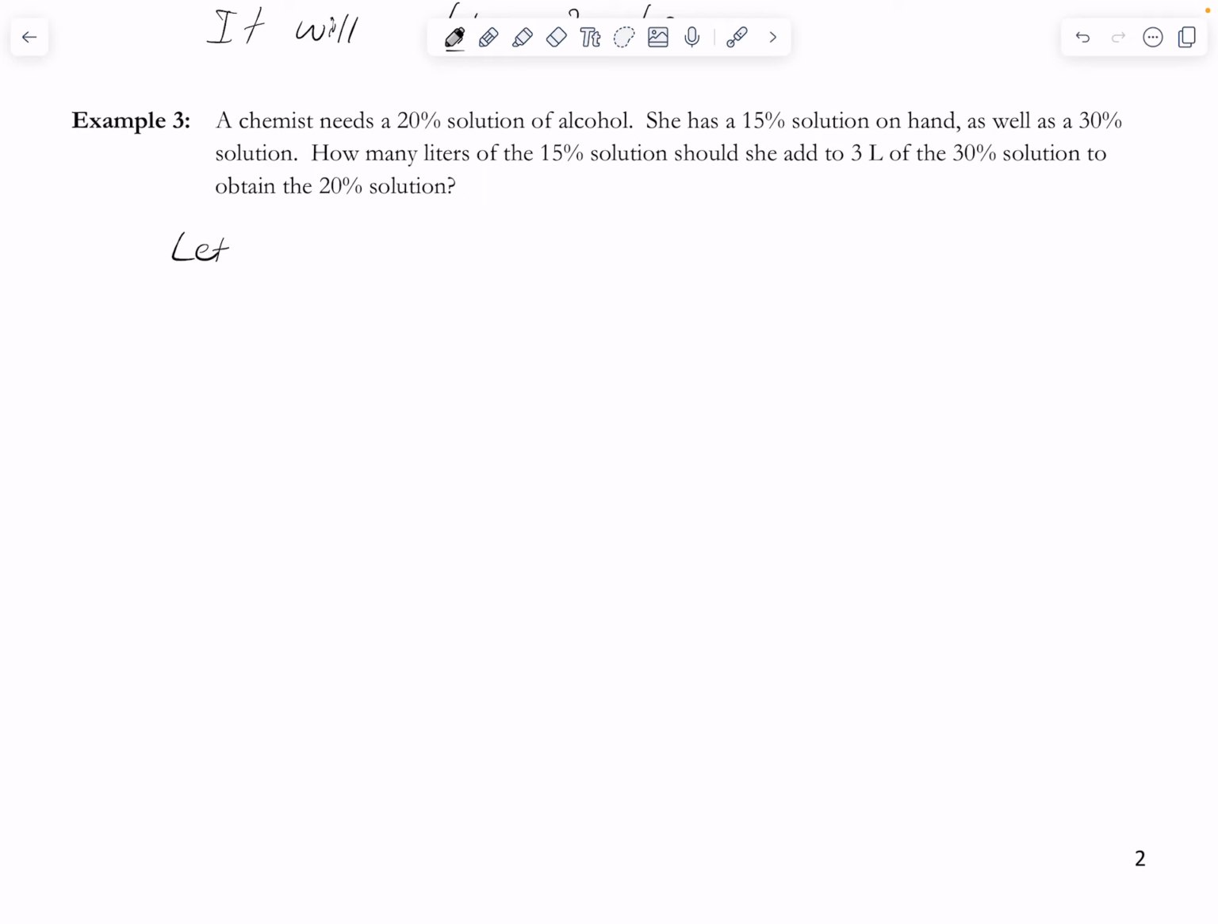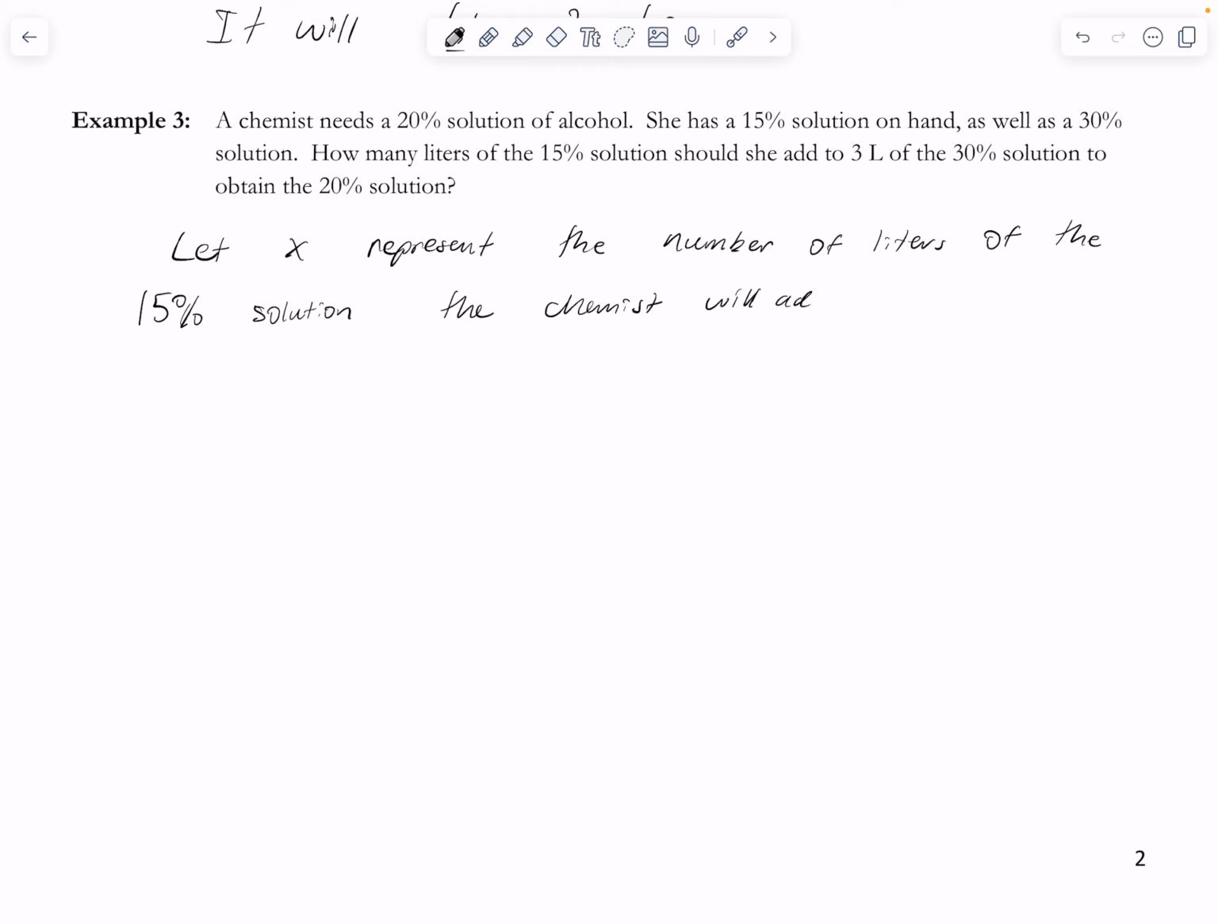So I'm going to let x, and you could use any letter, represent the number of liters of the 15% solution the chemist will add to the 3 liters of the 30% solution. All right, so essentially if I solve for this, I'll have the answer that I need for this example.